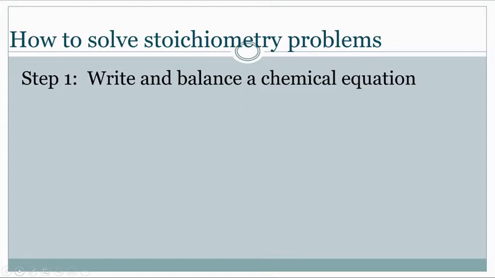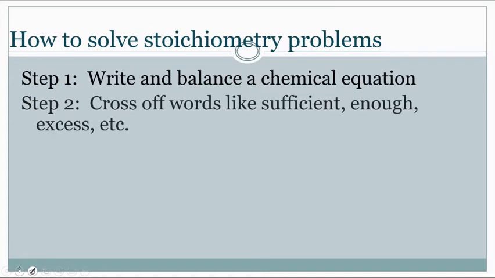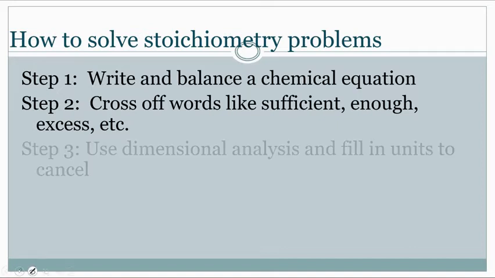The first thing is you need to write your balanced chemical equation. That's the very first thing. Cross off words like sufficient, enough, excess, whatever you're dealing with. Words that don't really matter and don't affect the mathematical portion of this question, you can just go ahead and cross those out. They're not important, and they end up becoming distractors for you when you're doing the problem. So I'll give you an example of that in just a little bit.